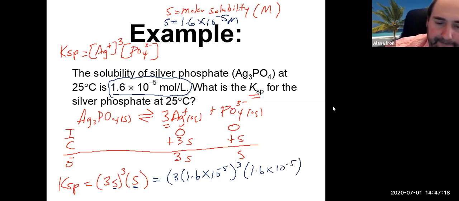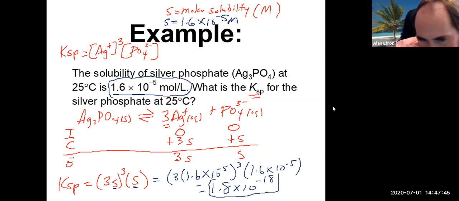And if you do all that carefully, maybe. So 3 times 1.6 times 10 to the minus 5, we then need to cube it and multiply by 1.6 times 10 to the minus 5. That gives us 1.8 times 10 to the minus 18 as our Ksp value. Any questions on that?